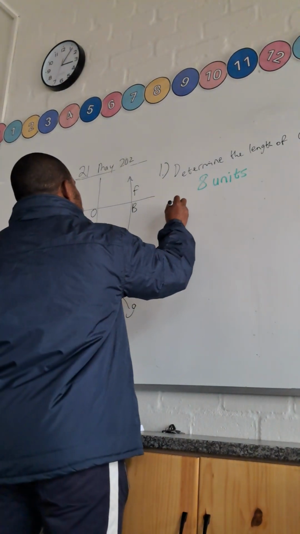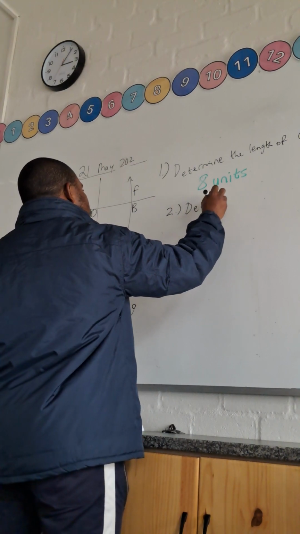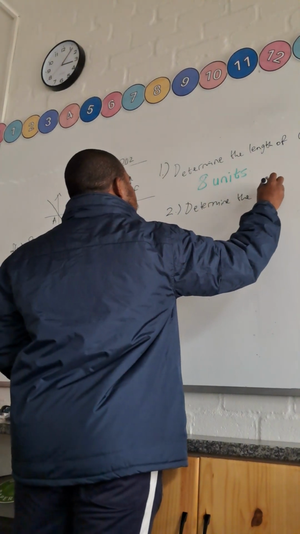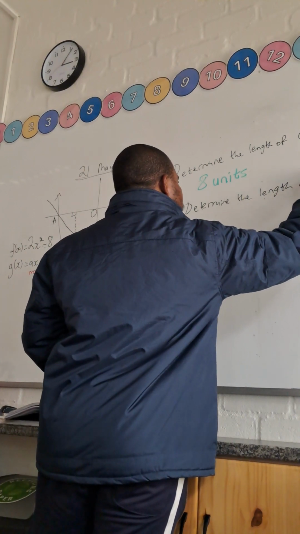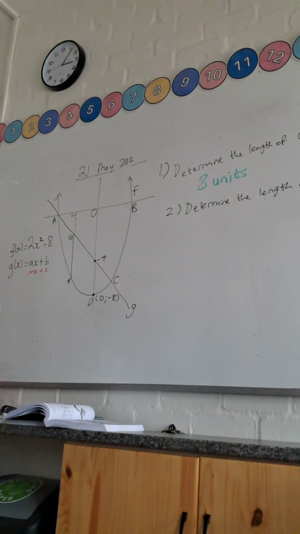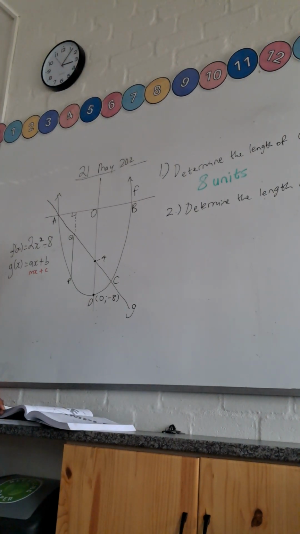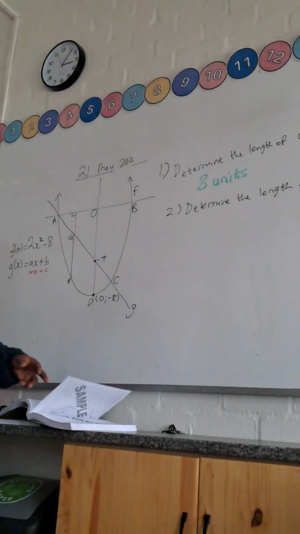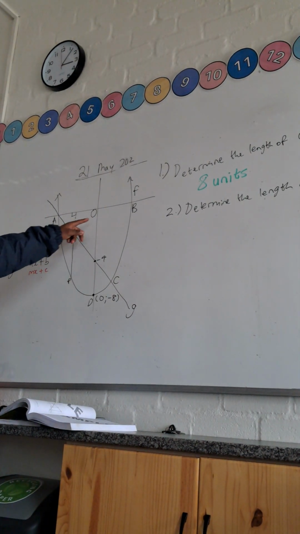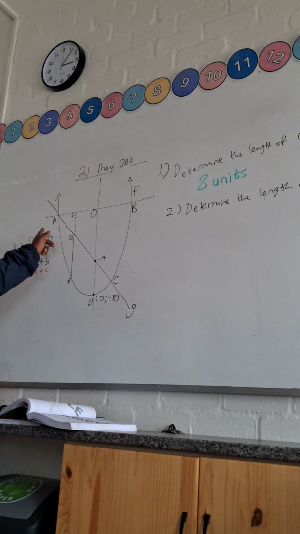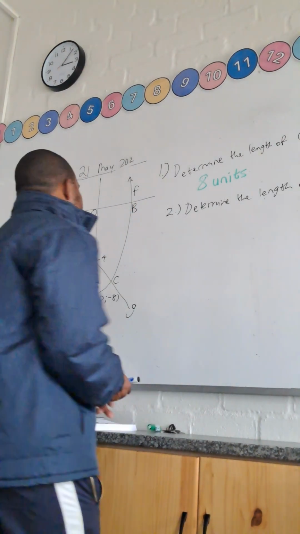Okay, number 2, determine the length of AB. Determine the length of AB. What is that now? Well, A and B are at the same distance, just the one's negative and the one's positive. Yep, so we need to find the x-intercept of the parabola first. And then you take that distance plus that distance, right? Or just double it. Yeah.